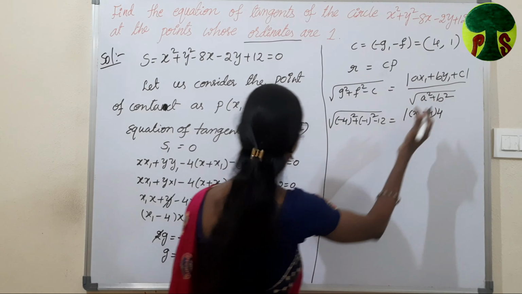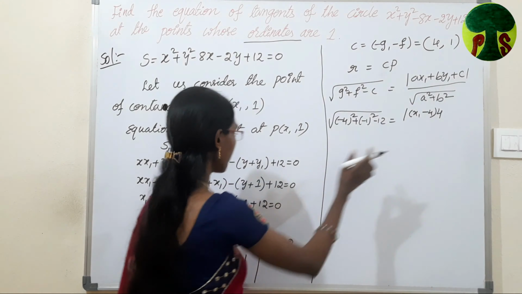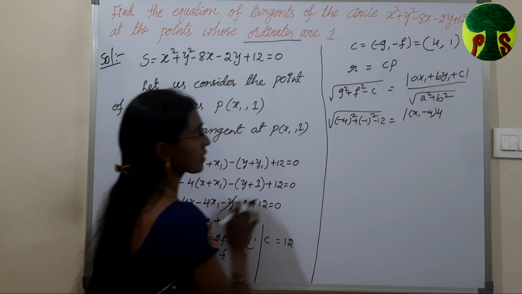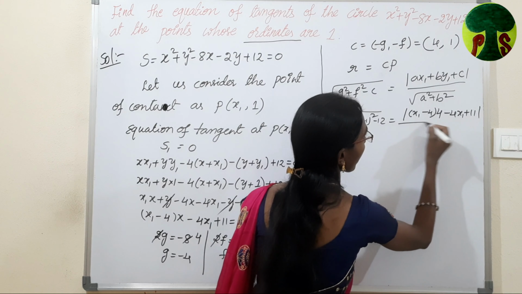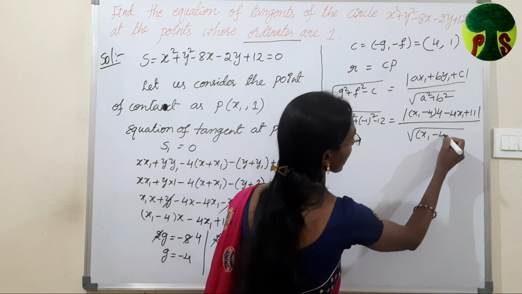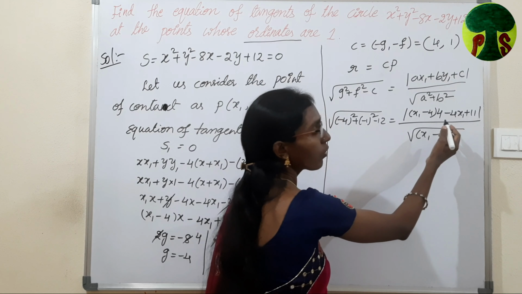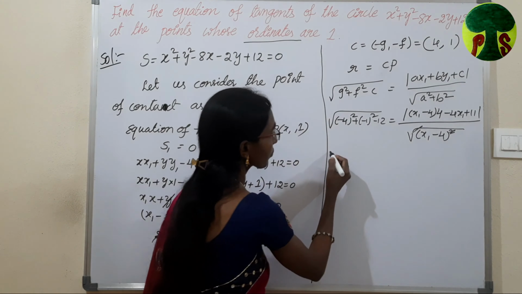Into 4. There is no y term in the equation of the line, so only the constant term is there, that is minus 4x1 plus 11. Minus 4x1 plus 11 divided by the square root of a, whose value is nothing but x1 minus 4 whole square. There is no y coefficient, that is 0. So here the square root gets cancelled.